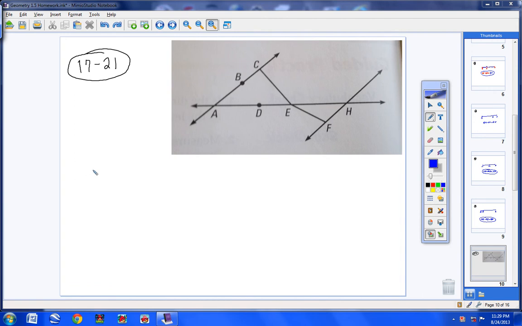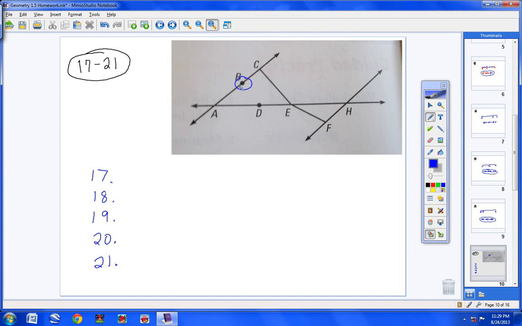For numbers 17 through 21, they want us to put true or false. Now, I hope, students, that you'll really listen, and if you don't understand something, back the video up and listen to it again, or contact me if you have to. But please listen carefully. Number 17 says, if you're looking in your book, which you should be, B is between A and C.